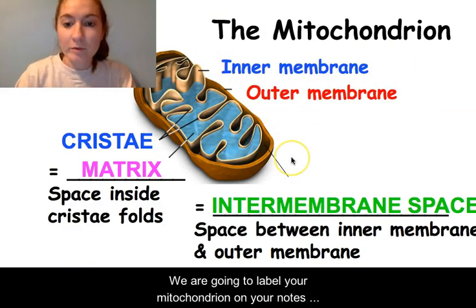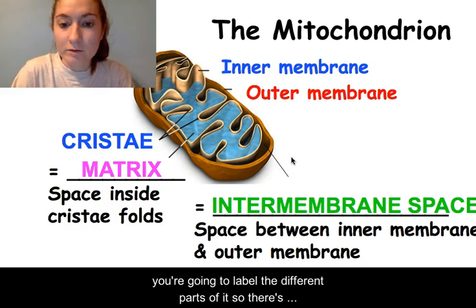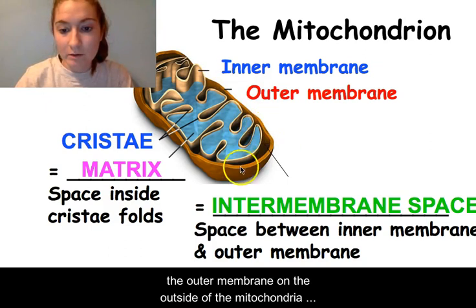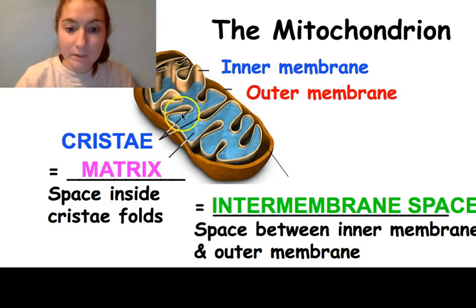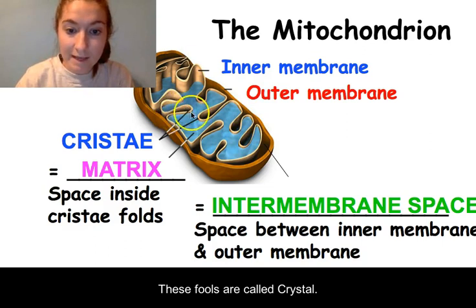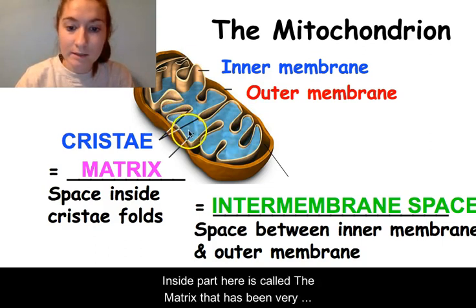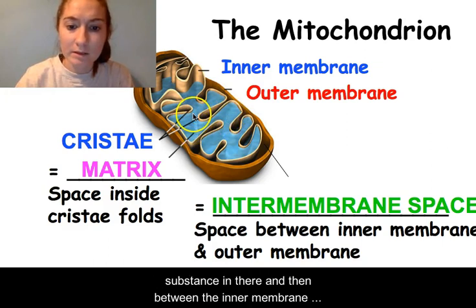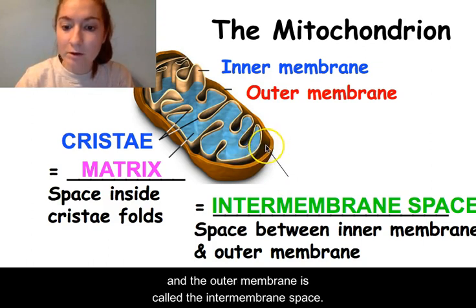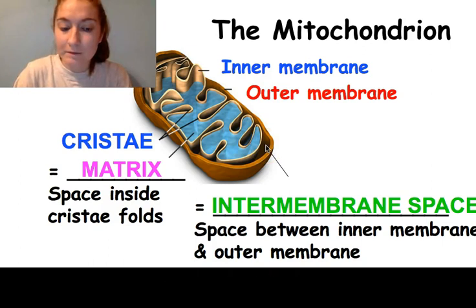Here you're going to label your mitochondrion. On your notes, you're going to label the different parts of it. There's the outer membrane on the outside of the mitochondrion. We have the inner membrane here. There are 2 membranes in a mitochondrion. These folds are called cristae, and this inside part here is called the matrix. That is the very inside where it looks like there's kind of a watery substance. And between the inner membrane and the outer membrane is called the inner membrane space.